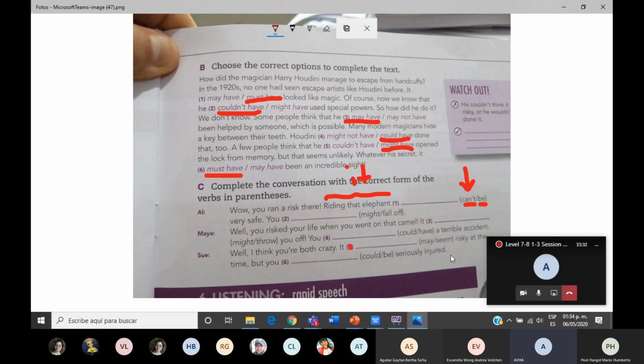You could have been seriously injured. Yes, you could have been seriously injured. That's it. That's it. Very good.